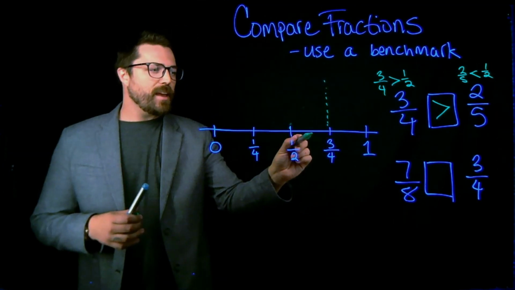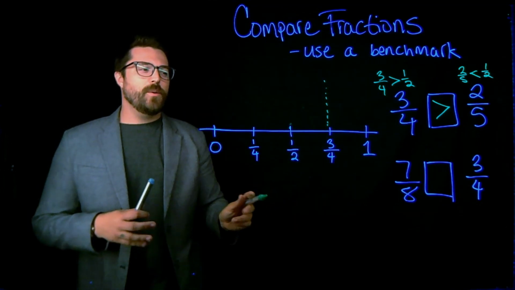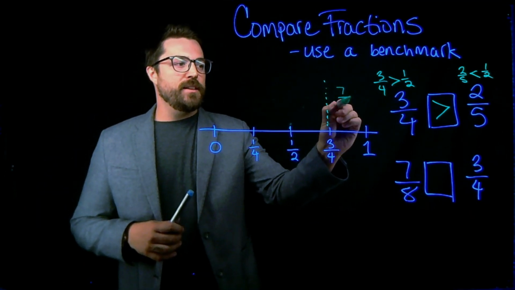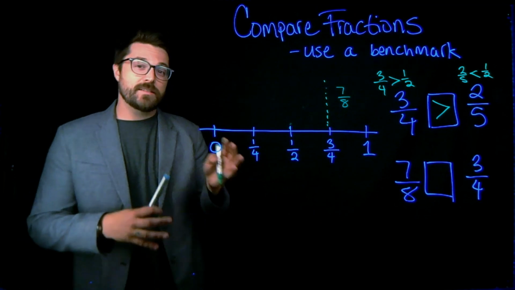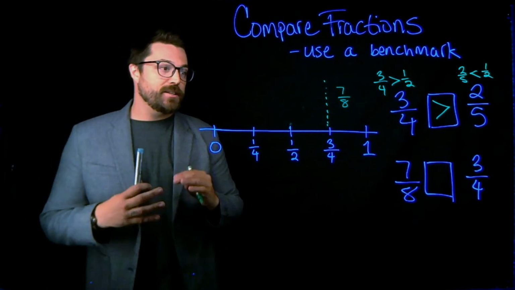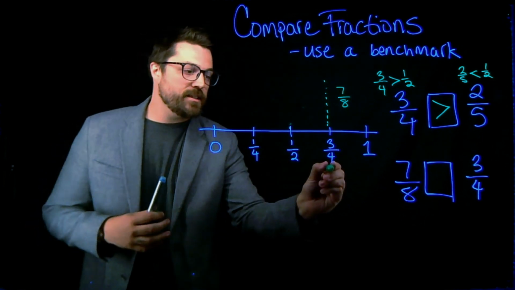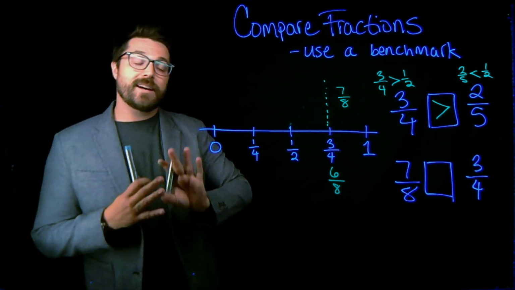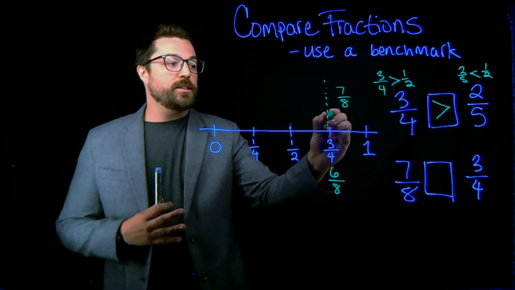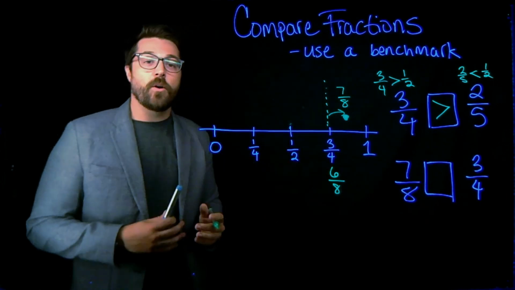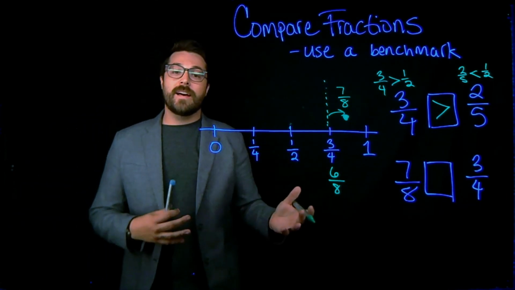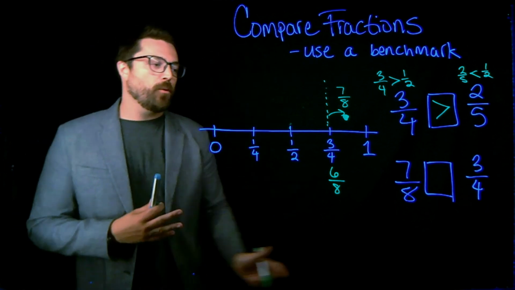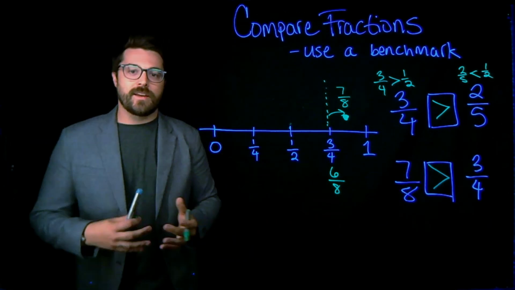I don't know exactly where 7/8 goes on the number line, but I do know it's going to be on this side of 3/4, because of some knowledge I have of equivalent fractions. I know that 6/8 is the same thing as 3/4. 6/8 is equivalent to 3/4. That tells me that 7/8 has to be to the right of this line. 7/8 has to be over here somewhere. So now I can compare it to that benchmark quantity of 3/4. I know that 7/8 is to the right of 3/4, so 7/8 is greater than 3/4.